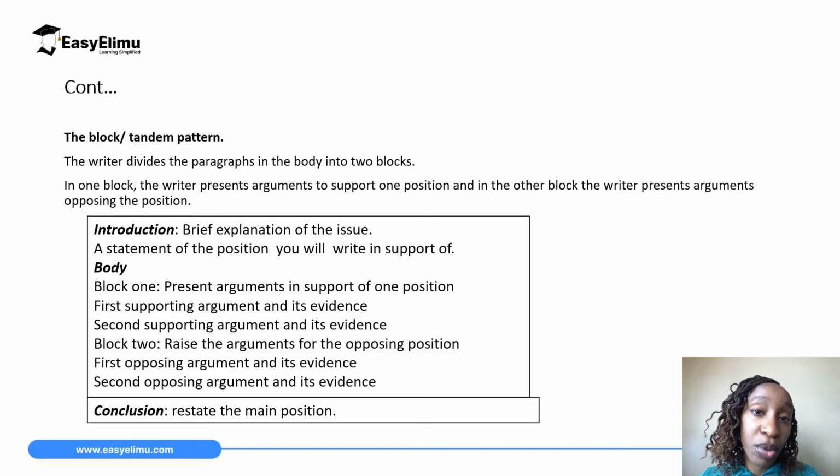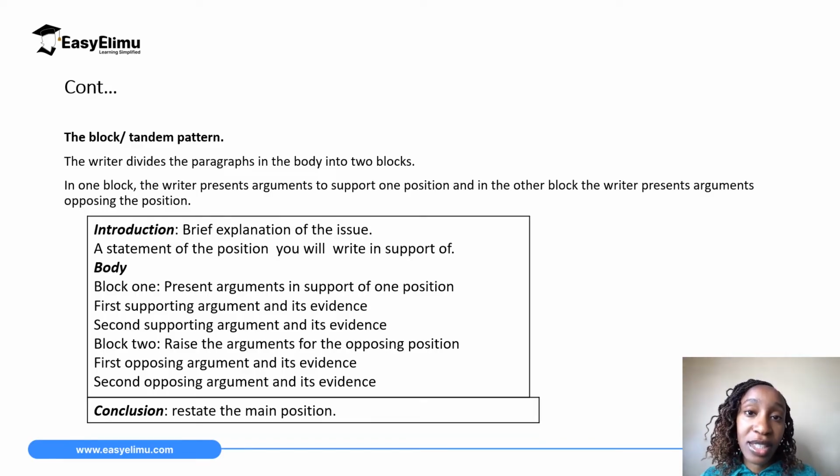And then you'll go to the body. When you get to the body, this is where you will divide the paragraphs into blocks, into two blocks. In the first block, you will have an argument that is in support of one position, and its evidence. You'll have a second argument in support of one position and its evidence, a third one, a fourth one, as many as you have. So you start with the ones that are in support, and then you go to the next block where you'll now have the opposing position and its evidence, like that. If there are 4, there are 5, that's how you're going to do it.